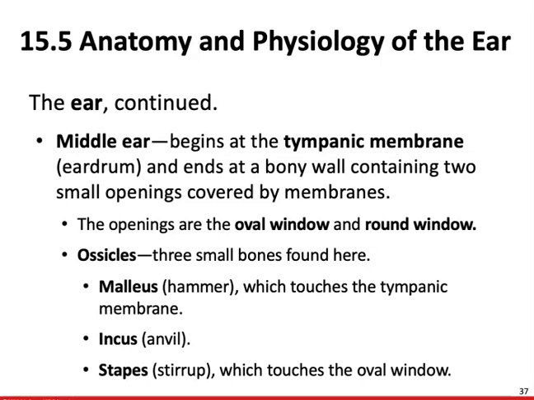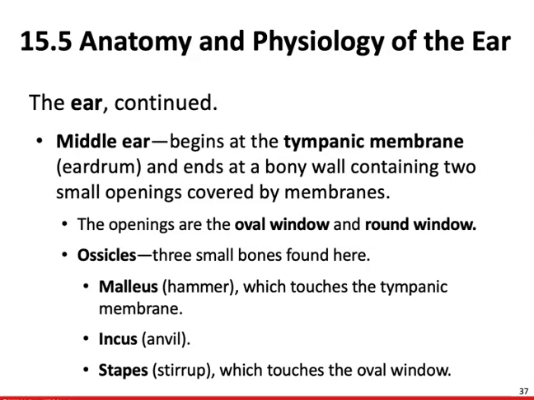The round openings of those smaller regions are referred to as the oval window and the round window. Now, in the region of the middle ear, we have three different ossicles. Those are small bones that are responsible for transmitting that information from the tympanic membrane, from the eardrum, to the oval window.